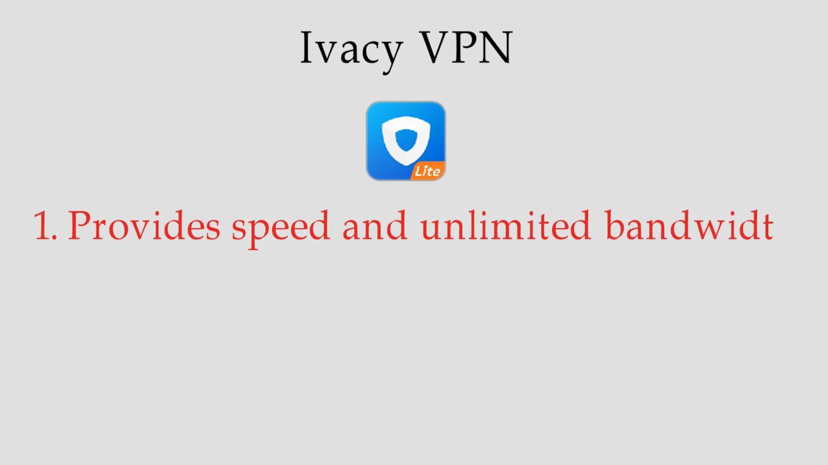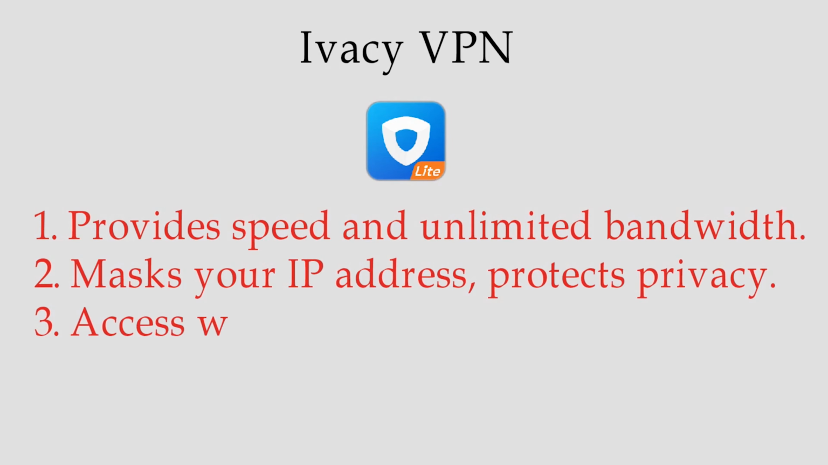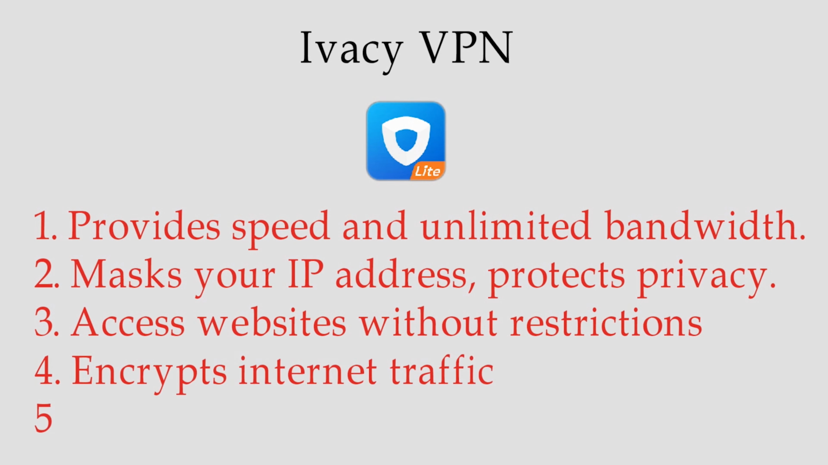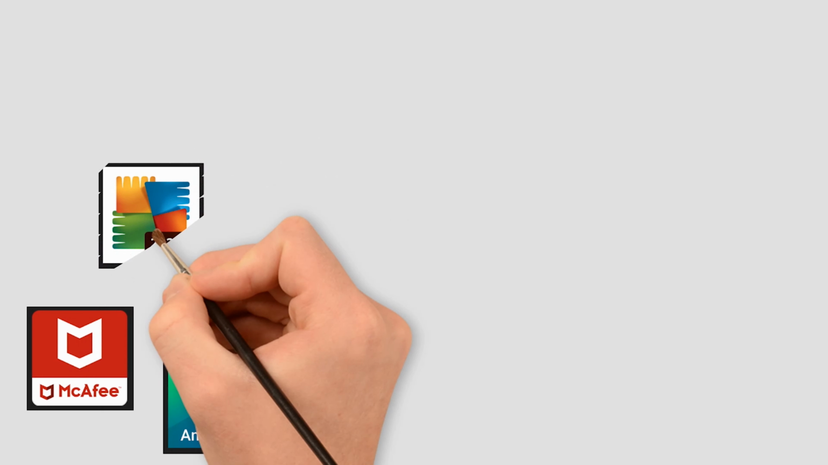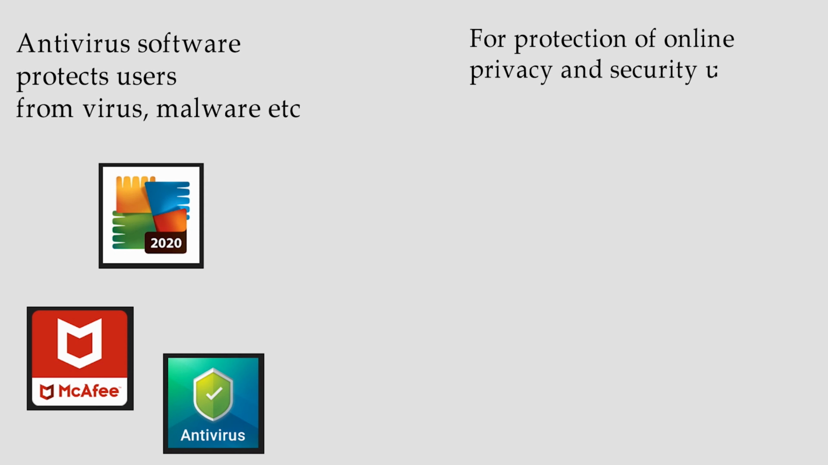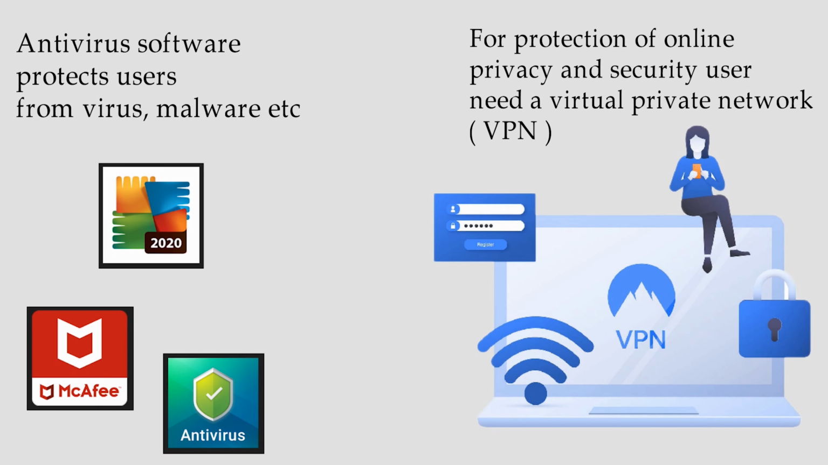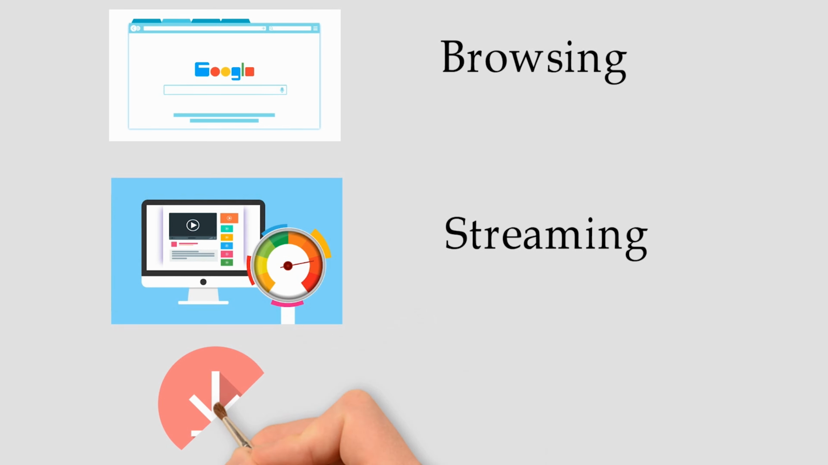Antivirus software protects you from malware. But to protect your online privacy and security on the web, you need a virtual private network or VPN. With Ivacy Lite VPN, there is no cap on data usage. You get seamless and consistent VPN protection with zero connectivity issues. Enjoy anonymous browsing, streaming, and secure downloading from anywhere in the world. Ivacy Lite offers you powerful features absolutely free.